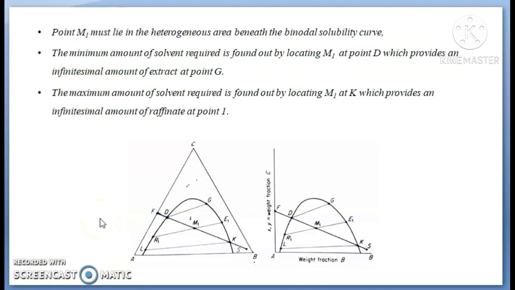This is the understanding of the triangular diagram for single stage operations when the feed solvent and extracting solvent are partly miscible with each other.